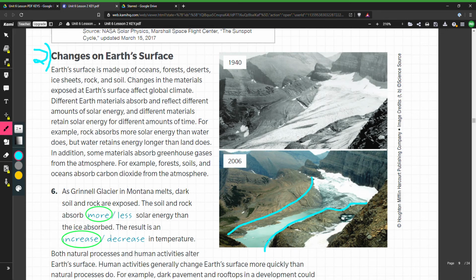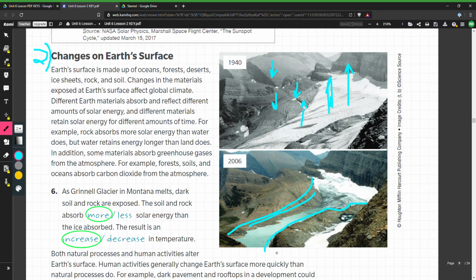So as this darker area underneath it is exposed more, then the light isn't reflecting off the surface as much. So here, light is reflecting off the snow a lot. Most of the light is reflecting off of all this white snow and ice. A lot of the energy is getting absorbed by the dark area, right?